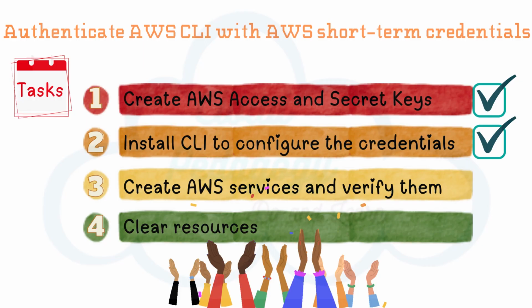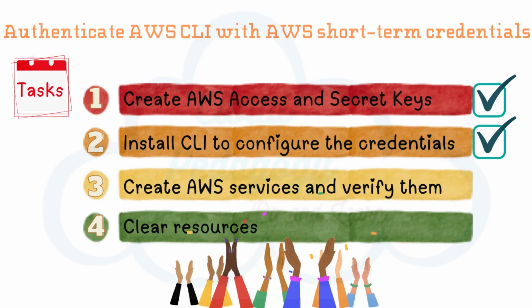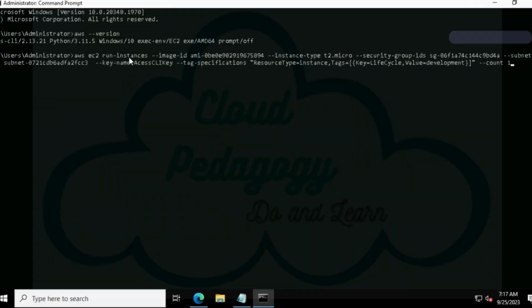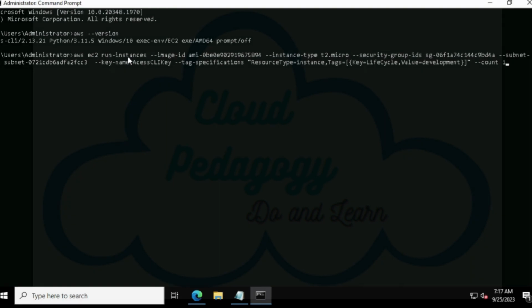Congratulations, you have installed AWS CLI and configured your credentials. Now it's time to create AWS services and verify them through AWS CLI. To do so, let's create an EC2 instance with the help of the command here. aws ec2 run-instances with image ID, Windows image ID, with instance type t2.micro.